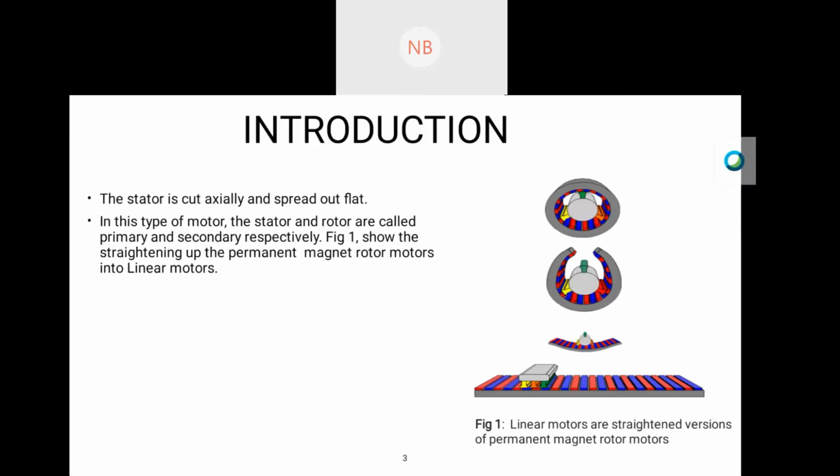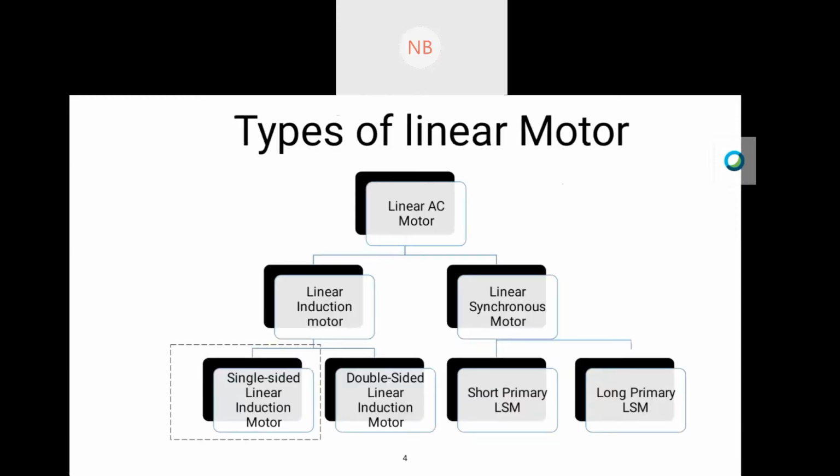So the next slide deals with the types of the linear induction motor. So a linear AC motor can be divided as linear induction motor and linear synchronous motor. And linear induction motor can be subdivided as single-sided linear induction motor and double-sided linear induction motor. And linear synchronous motor can be divided as short primary LSM and long primary LSM.